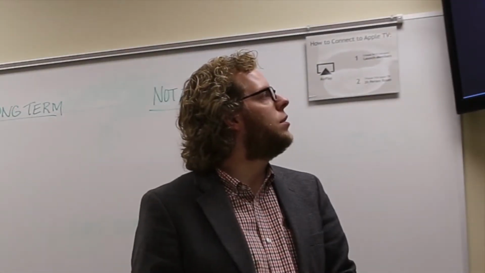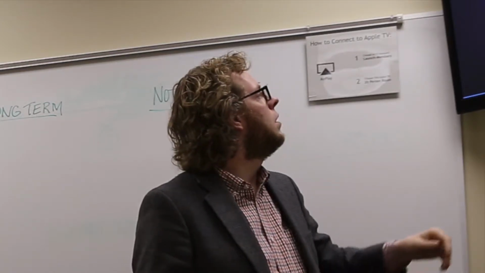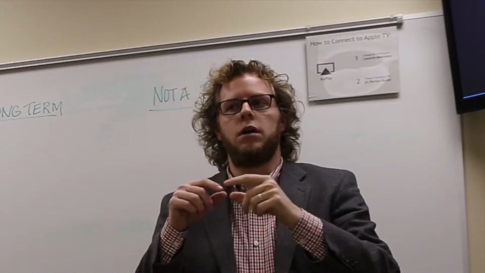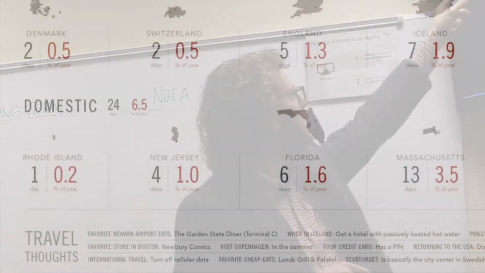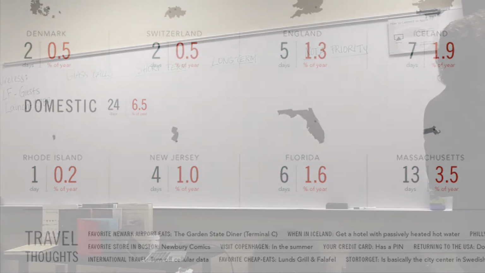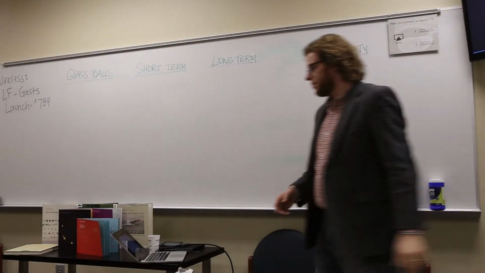One of the themes here that you'll see is integrating little tidbits of story along with the raw data display. So at the top, he's got that raw data, but then at the bottom, he has travel thoughts. He says, visit Copenhagen in the summer, near water, carry extra socks. Returning to the USA, don't leave fruit in your bags.